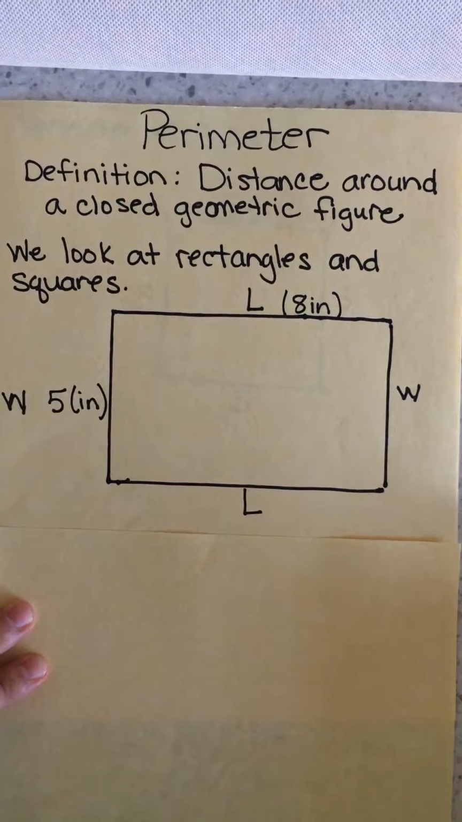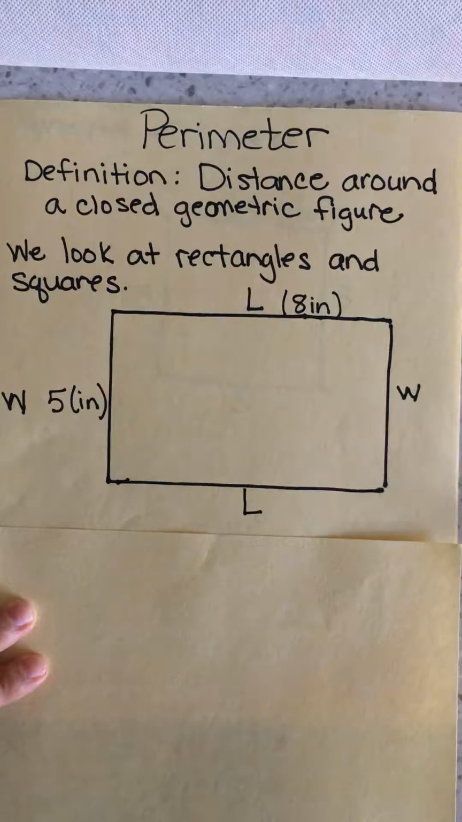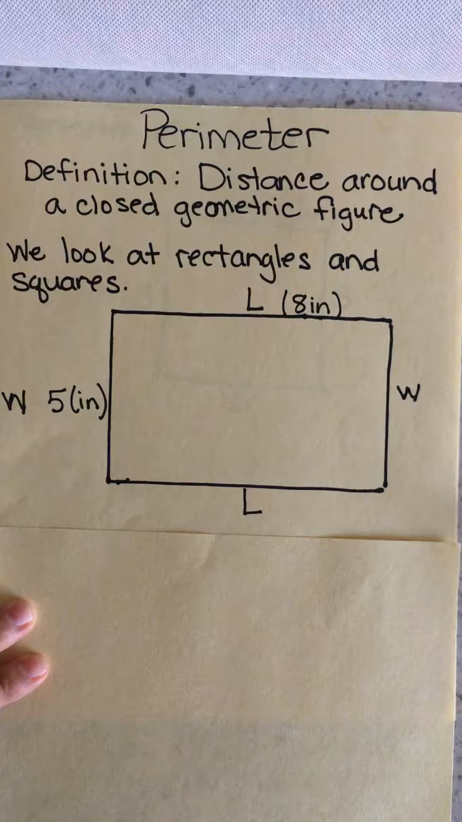Hey boys and girls, I wanted to make a teaching video for perimeter, and I'll make a separate one for area. We talked about perimeter, and the definition is the distance around a closed geometric figure. Now in 4th grade you could have a perimeter of any type of shape, but they really look closely at rectangles and squares because they want us to understand the formulas. So I'm going to show you where these formulas come from.